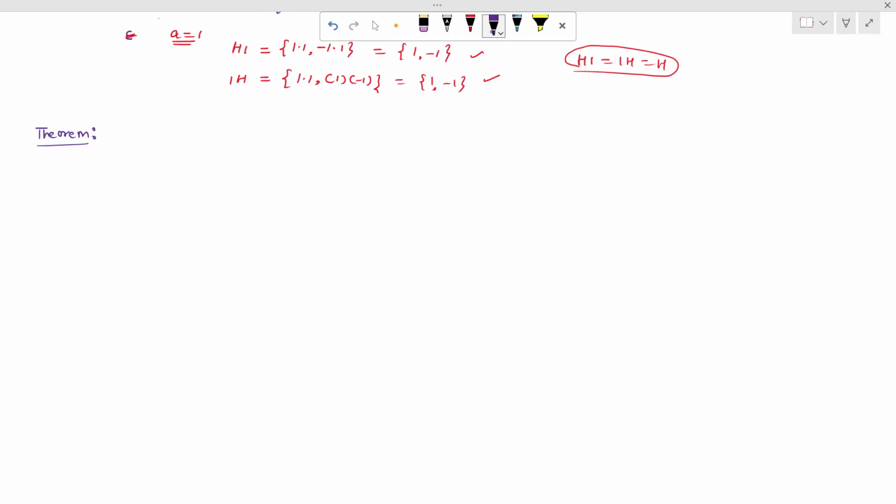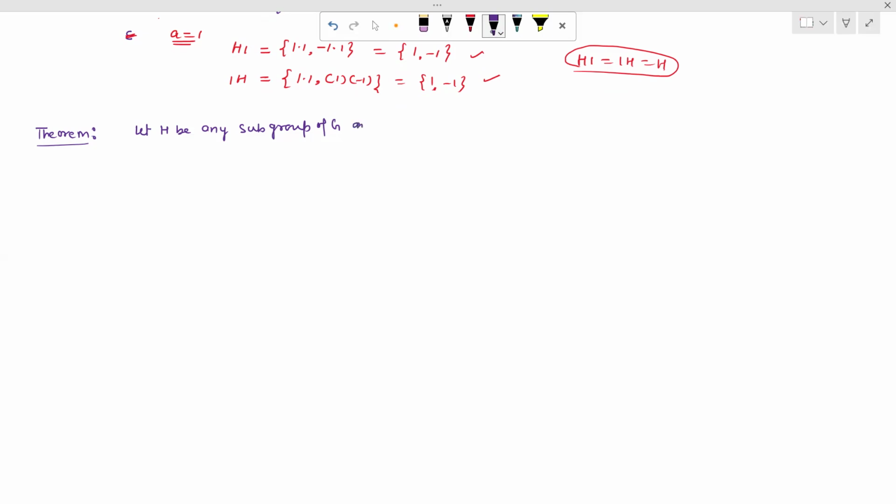So let H be any subgroup of G. We are using G, G itself a group. This is understood. We do not write every time that G be any group, H be any subgroup of G. So when we write H be any subgroup of G, G means G itself is a group.